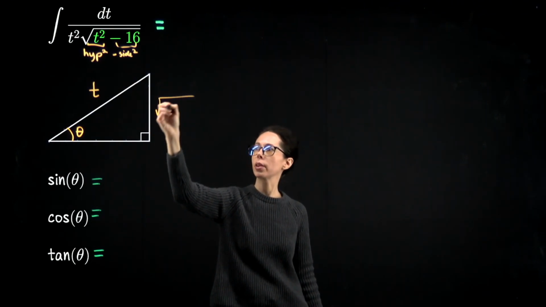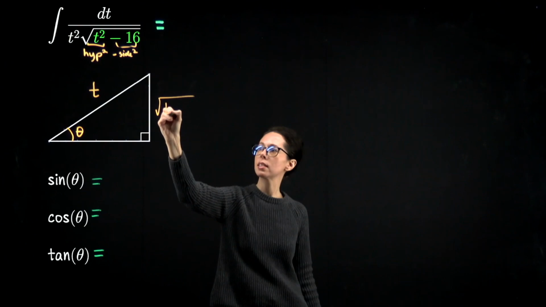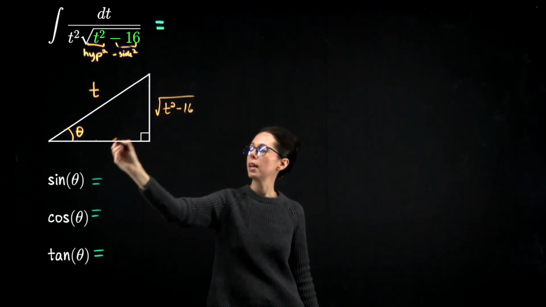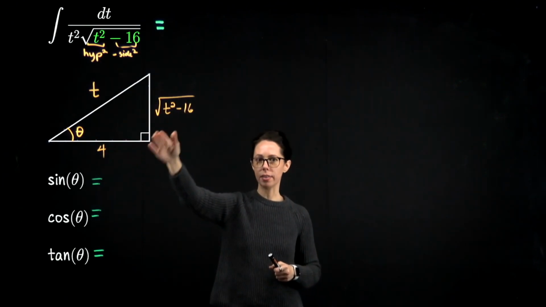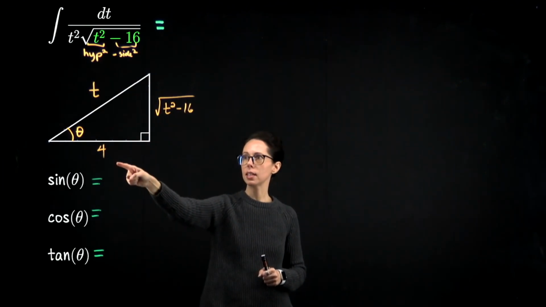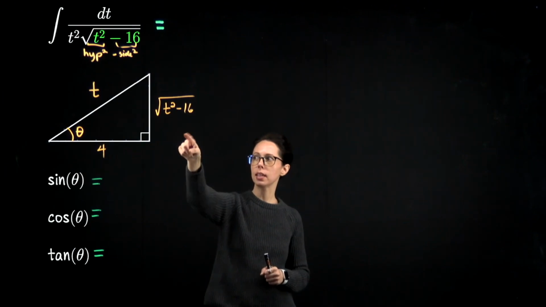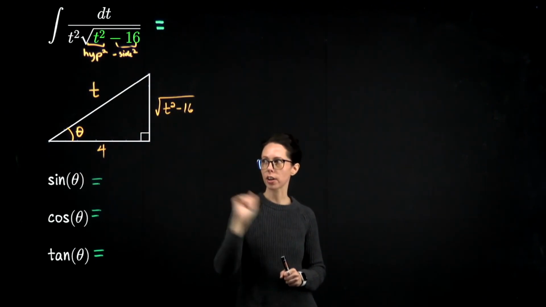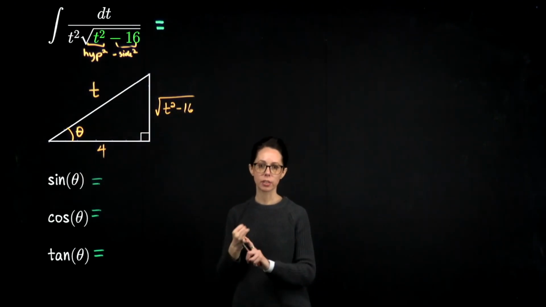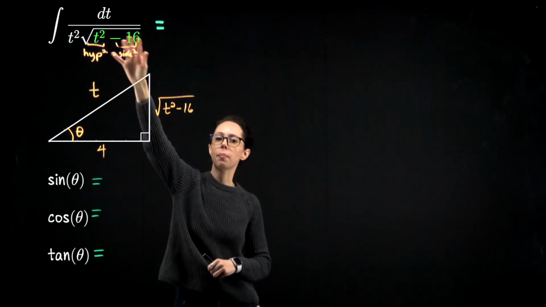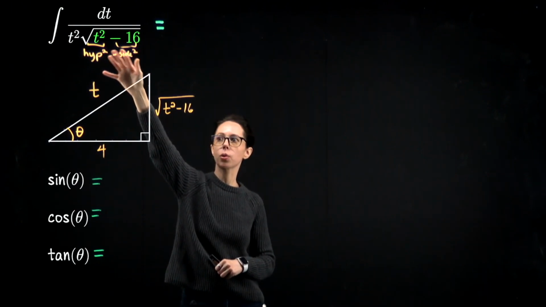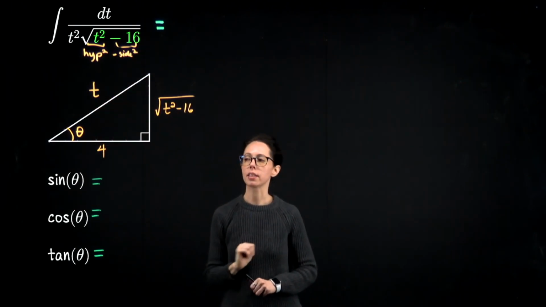Technically, you could set it up the other way around, but I'm going to write that this is t squared minus 16 and this is 4, so that if I then check the Pythagorean theorem on this triangle, it's 16 plus t squared minus 16 is t squared, and that's correct. Okay, so we had our triangle, labeled the sides so that we see something about our sum or difference of squares here modeled on the sides of this triangle.